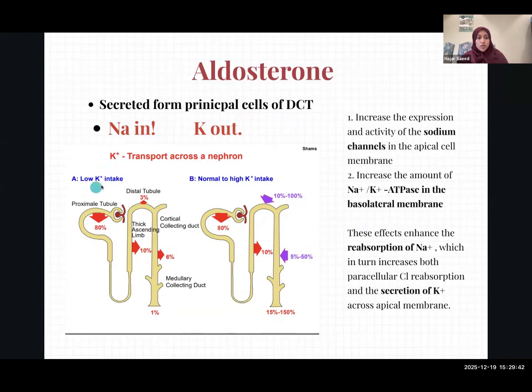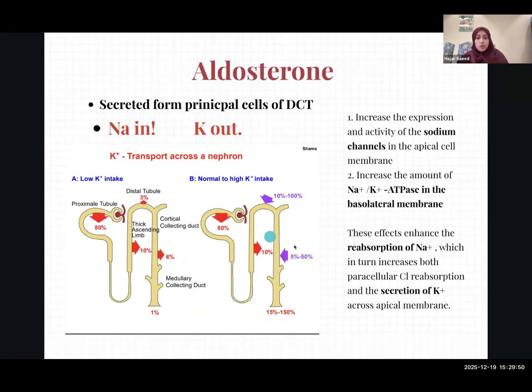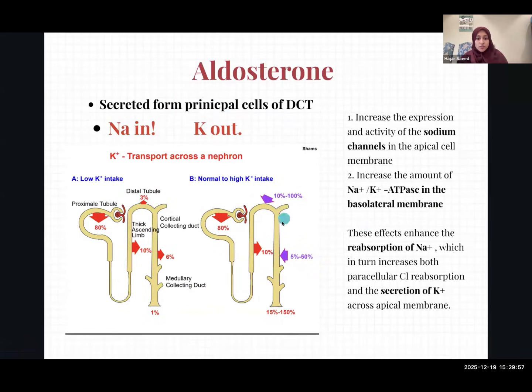So over here, this is with normal potassium intake. Most of it is reabsorbed in the proximal tubule, a little bit here, a little bit there, and a little bit is excreted. But if we have so much potassium intake, like in this question, we're going to excrete a ton of it, and we're going to do that through aldosterone. Aldosterone is secreted from the principal cells, and it's going to kick potassium out and absorb sodium. So again, aldosterone increases the expression and activity of sodium channels on the apical membrane. It increases the amount of sodium-potassium ATPase in the basolateral membrane, and this enhances the reabsorption of sodium and the secretion of potassium.